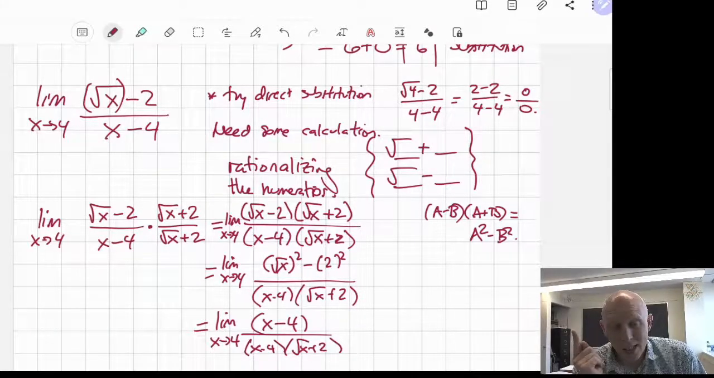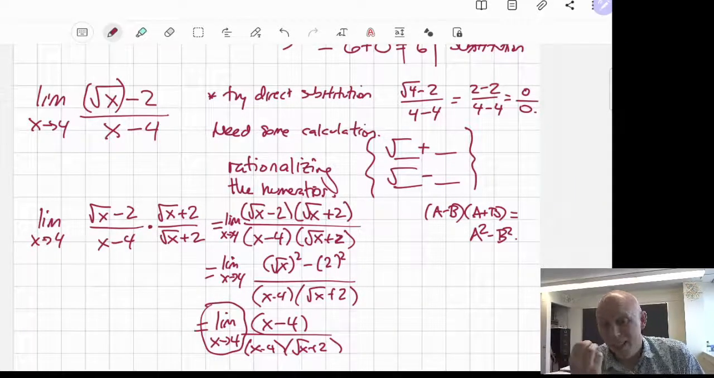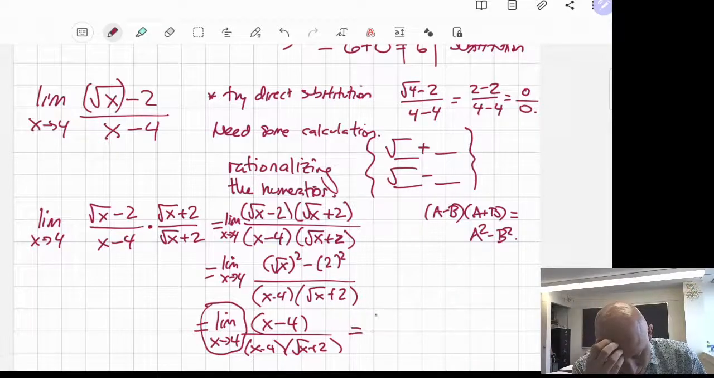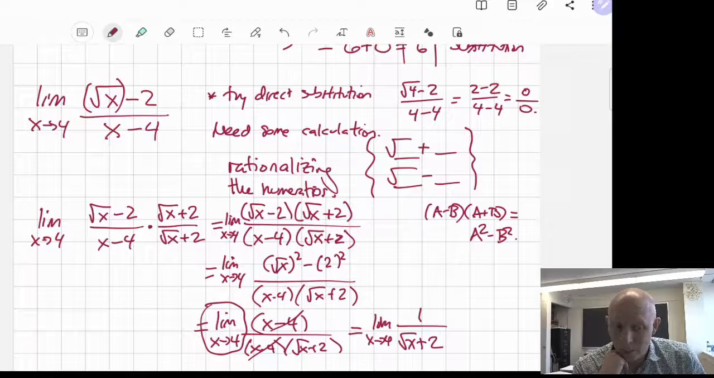Okay, and then this is telling you that you're on the right track, right? You see now something that you can cancel in the numerator and the denominator. And again, that's because we're not actually looking at what happens when x is equal to 4. When x is equal to 4, we have a 0 over 0. But this limit now becomes the limit as x goes to 4 of 1 divided by the square root of x plus 2. These x minus 4's cancel.